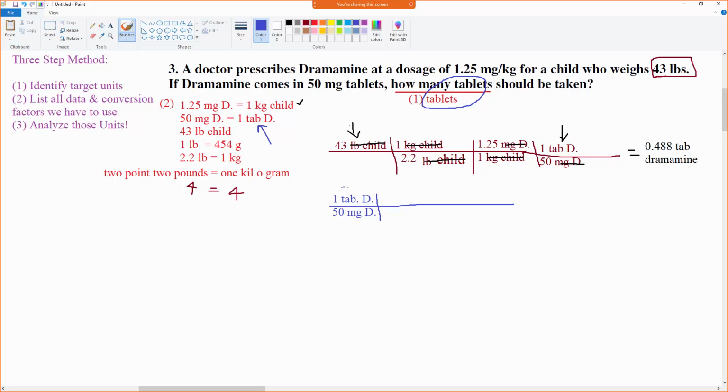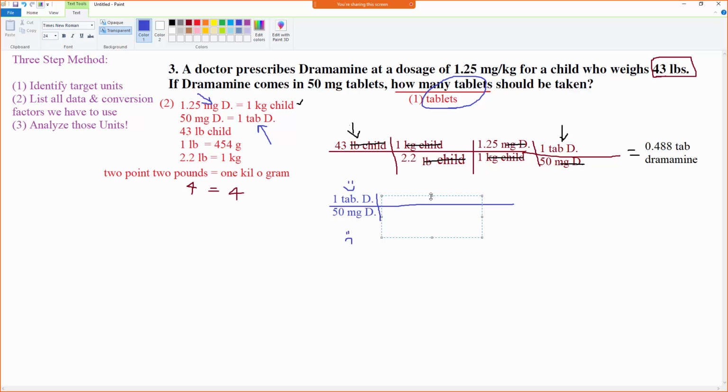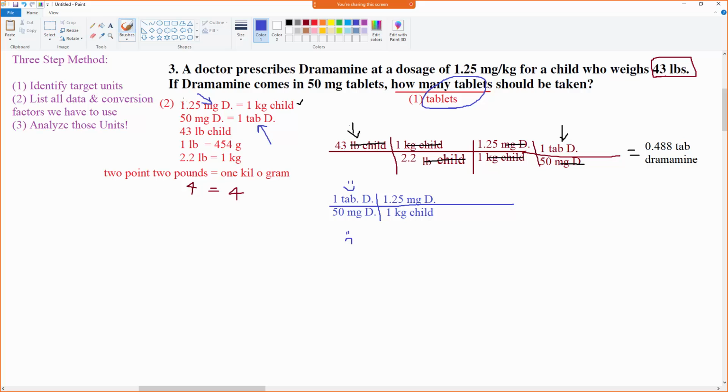So you're like, I want the tablets, those make me happy, but I don't want the milligrams, those don't make me happy. So how do I get rid of milligrams of Dramamine? Oh, look, there's milligrams of Dramamine. I'll use this and say, I've got to put that on top so they'll cancel, right? So then I'll say 1.25 milligrams Dramamine in every 1 kilogram child, right here. And that works because it will cancel my milligrams of Dramamine.